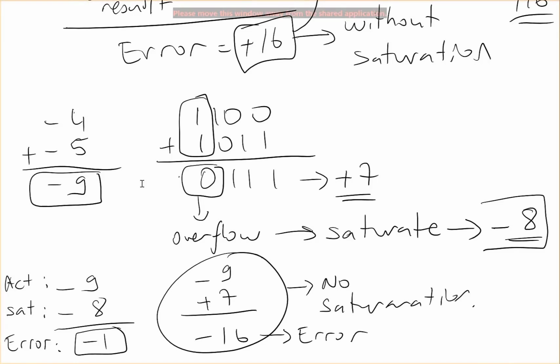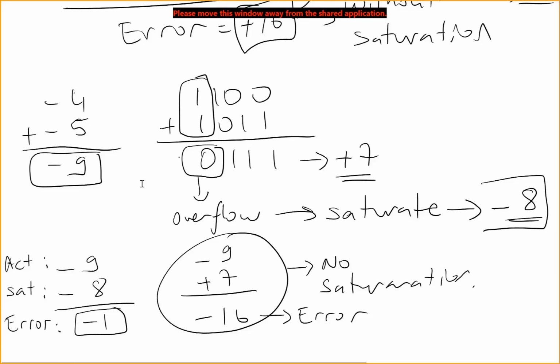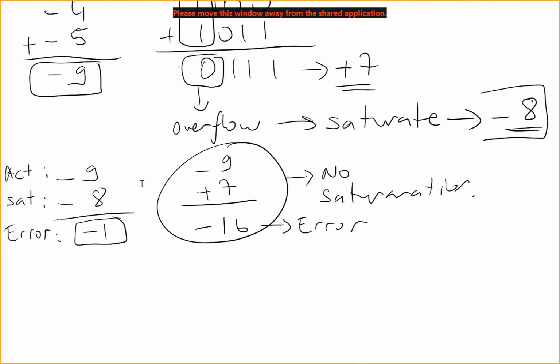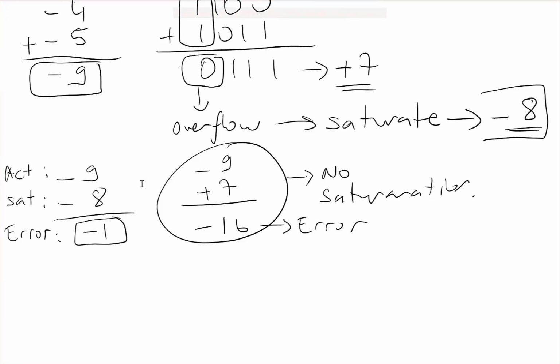So what saturation does is it just minimizes our error. In some applications, as long as the error is small, it might be sufficient for you. You can tolerate these small errors, but you may not tolerate a big error. So saturation might be helpful in some cases.